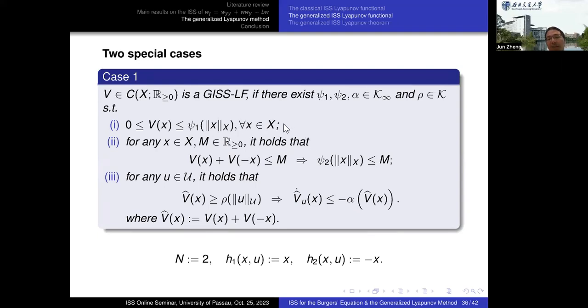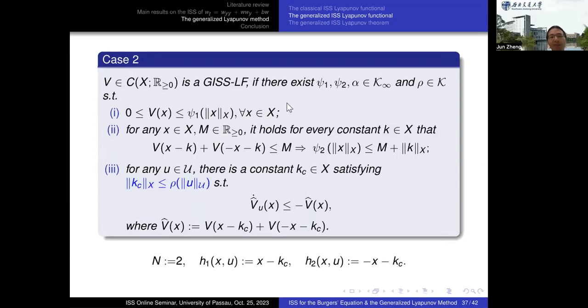It says that if we can find some function space satisfying these three conditions, then such V is a generalized ISS Lyapunov functional. In fact, in this case, the functions H we found are that H1 is given by X and H2 is given by minus X. If these conditions are fulfilled, then V is a generalized ISS Lyapunov functional. This functional can be used for the ISS for PDEs with in-domain or Robin or Neumann boundary disturbances.